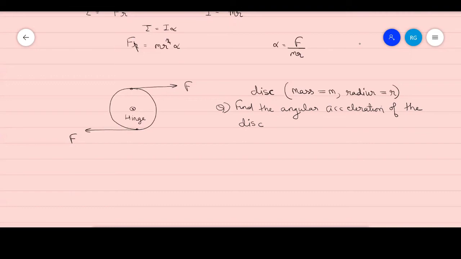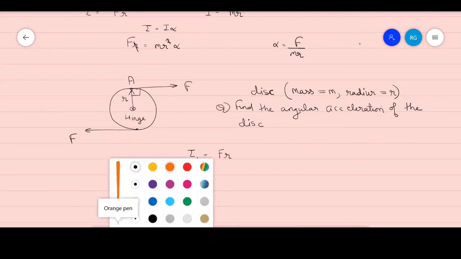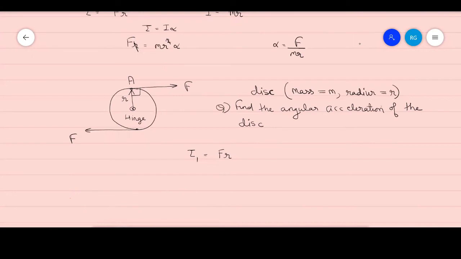So in this case, as you can see, the first force is acting at the point, suppose I call it A. So the distance will be R and the angle will be 90. So the torque of the first force I write as tau 1. It is F into R. And we can see that this force is trying to rotate the body in the clockwise direction. So I write here bracket C or clockwise.